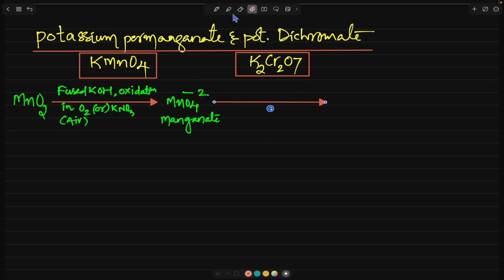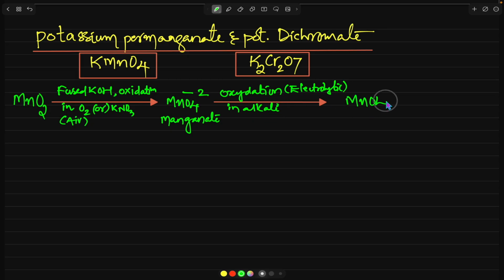when treated with oxidation, this is again oxidation by electrolysis. So we write it as electrolytic oxidation in alkali solution. It gives us MnO4 minus 1. So this is known as permanganate.